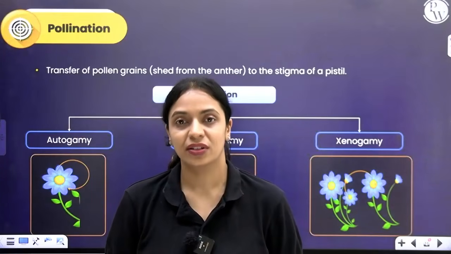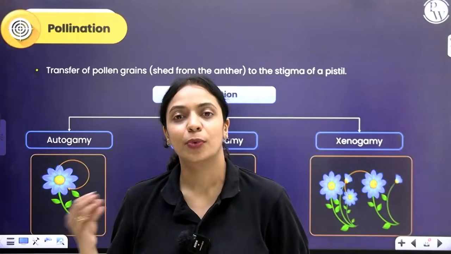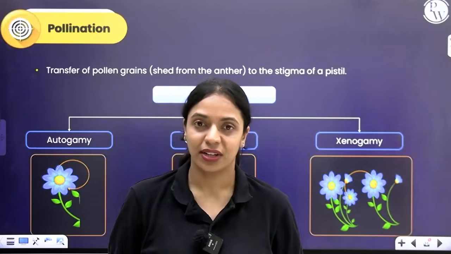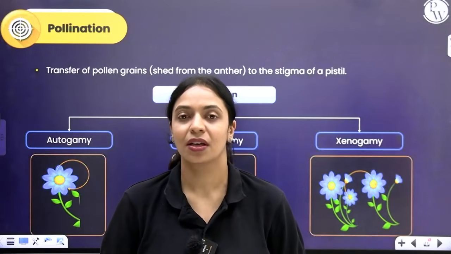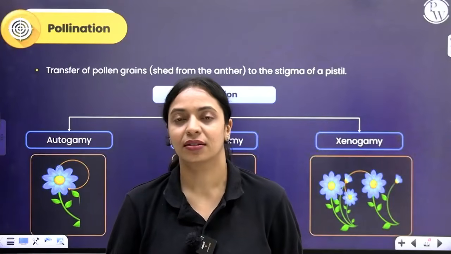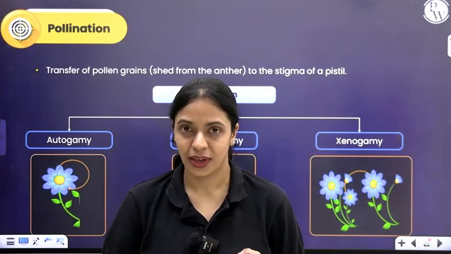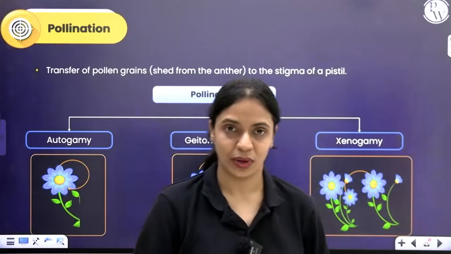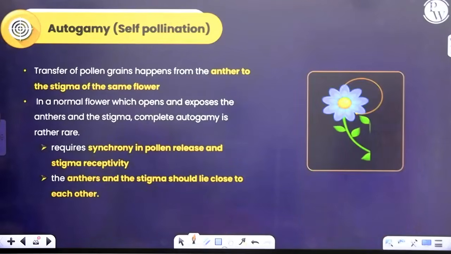For that, pollen grains have to be transferred from the anther to the stigma. The process by which the transfer of pollen grains happens from the anther to stigma is called pollination. It can happen in many types. There are three distinct types of pollination based on the source of pollen: autogamy, geitonogamy and xenogamy. We learn about each of them one by one, starting with autogamy.